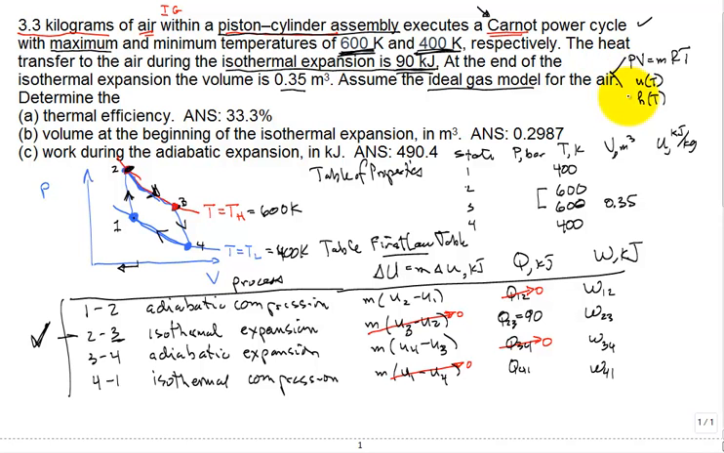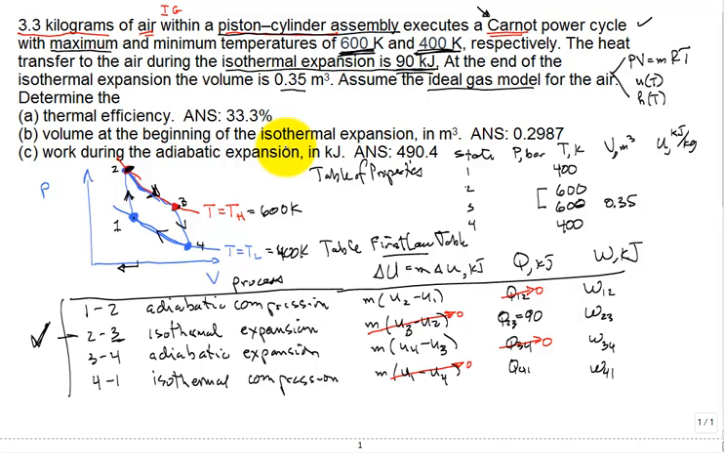These are the 3 things. PV is equal to mRT. U is a function of temperature only. H is a function of temperature only. And we want to determine the thermal efficiency of the cycle and the volume at the beginning of the isothermal expansion, and then the work during the adiabatic expansion.